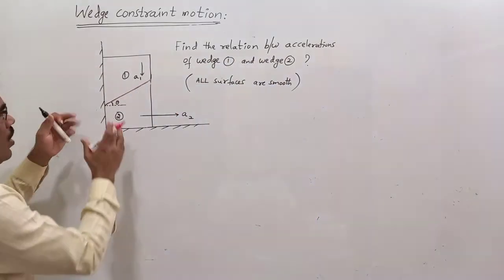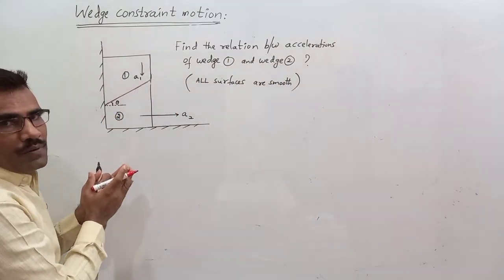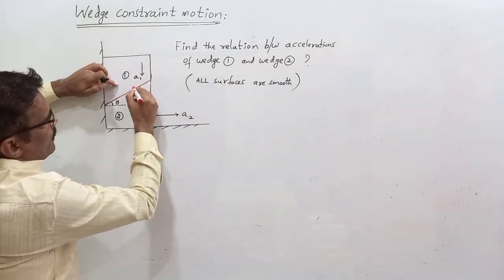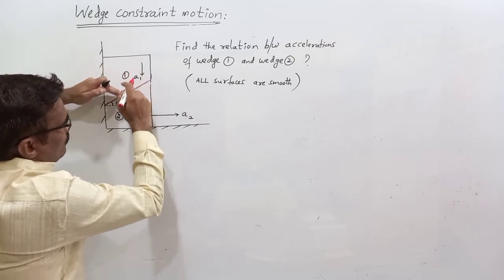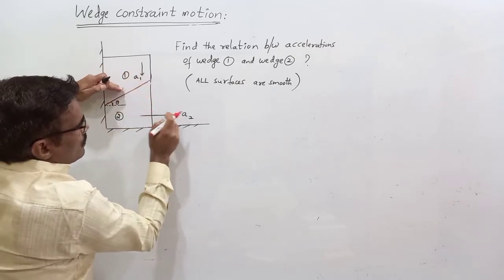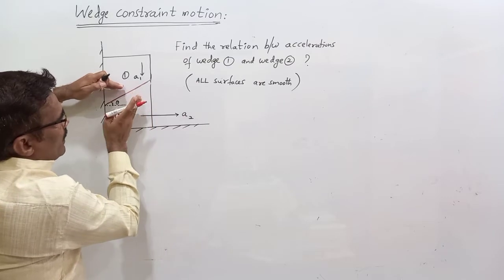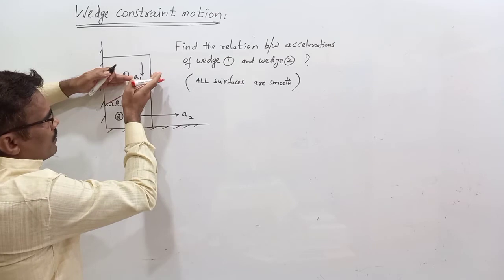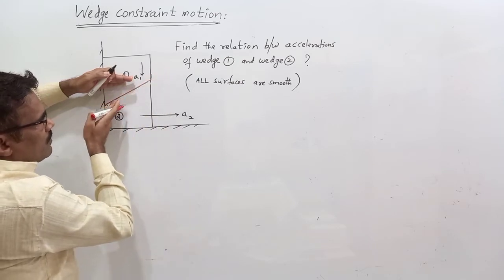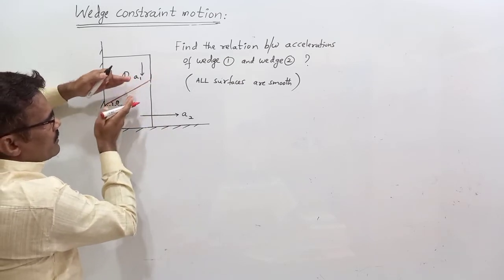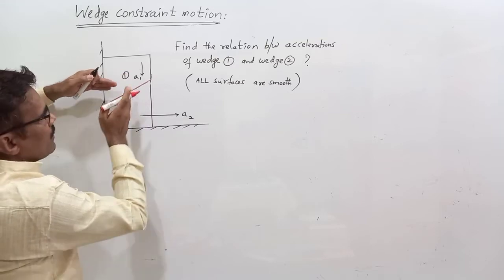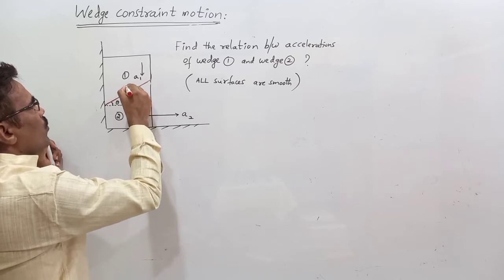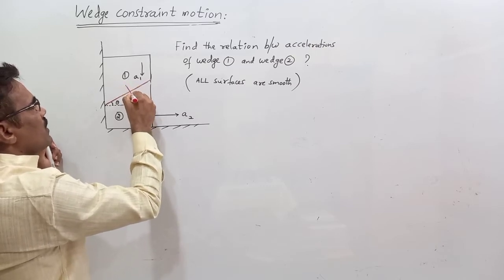So how to solve this type of problems? This is the contact surface. One wedge moves down, the other moves horizontally. That's why along the contact surface they slip over one another, but normal to the contact surface both are attached with each other.